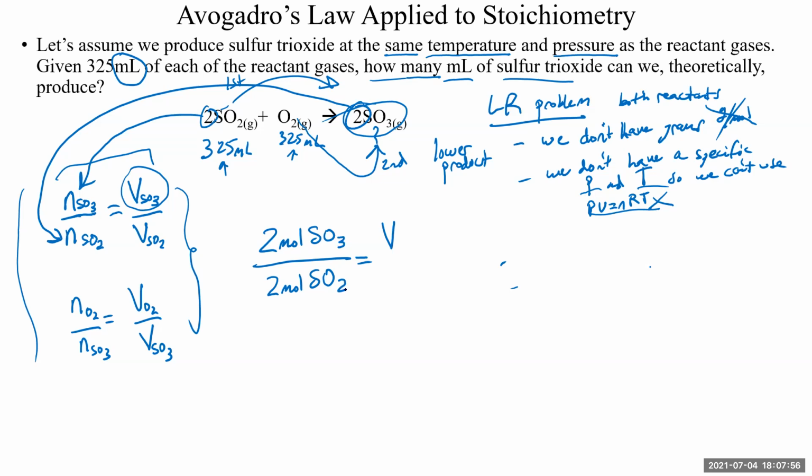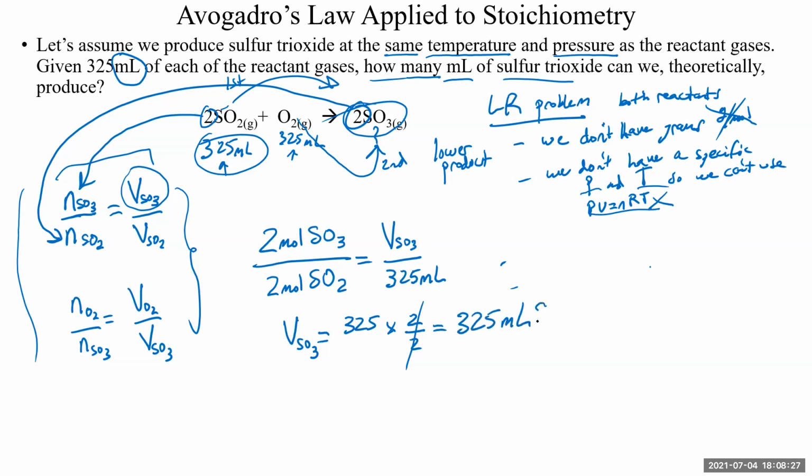Okay, so my volume ratio here is my volume of sulfur trioxide divided by my volume of sulfur dioxide. But I already know my volume of sulfur dioxide is 325 milliliters. So I solve for VSO3. My volume of sulfur trioxide in milliliters is going to be 325 times 2 over 2, which is just 1. That's going to be 325 milliliters of sulfur trioxide. That's my product from just the sulfur dioxide. I don't know if this is right yet. I have to do the other one.